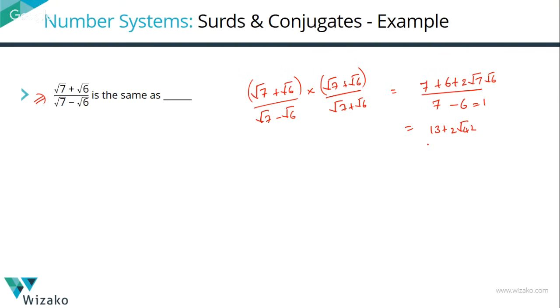So you might see an answer choice which will say 13 plus 2 root 42. This is the same as root 7 plus root 6 by root 7 minus root 6. There's no difference. You could find it in a slightly different form. We multiplied and divided this fraction by the conjugate of the denominator. We can do it by the conjugate of the numerator as well. Just try it at home. The answer that you'll get will be 1 by 13 minus 2 root 42. So root 7 plus root 6 by root 7 minus root 6 is the same as 1 by 13 minus 2 root 42, which is the same as 13 plus 2 root 42. So all of these mean one and the same.